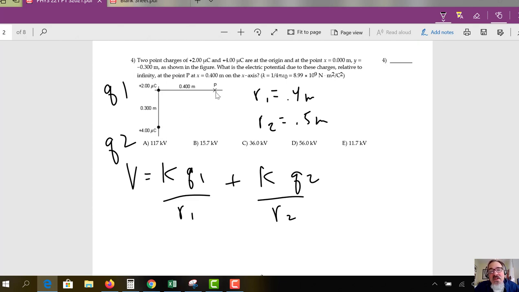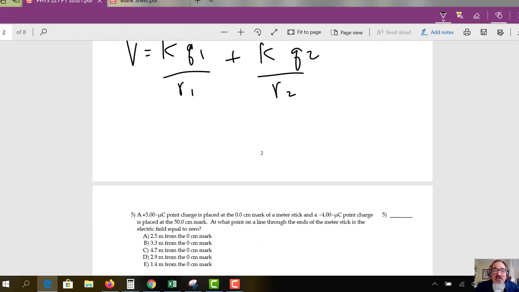Now if you didn't realize it was a 3, 4, 5, you would do 0.3 squared plus 0.4 squared, take the square root of that, Pythagorean theorem, to get R2. Okay, so put the numbers in there, then you have everything. Okay, so you'll see some kind of voltage problem.